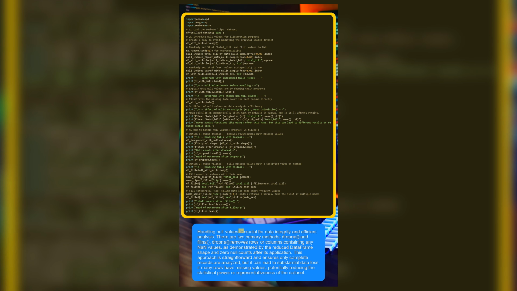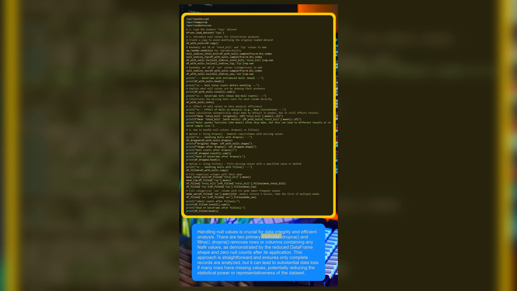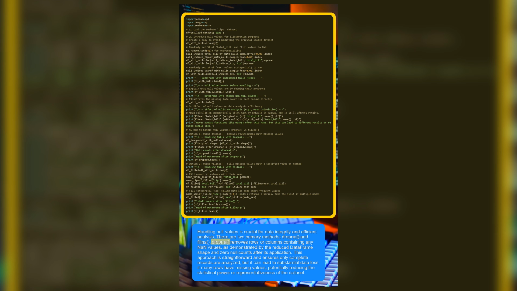Handling null values is crucial for data integrity and efficient analysis. There are two primary methods, dropna and fillna.